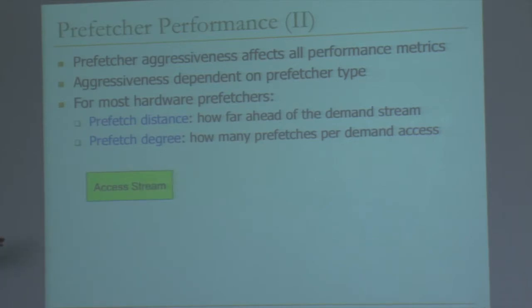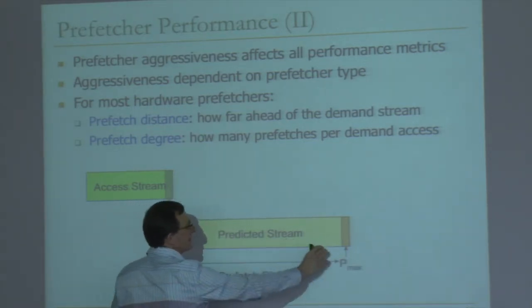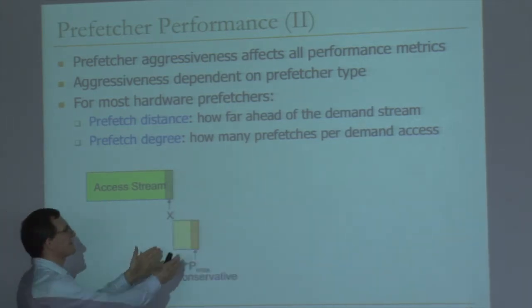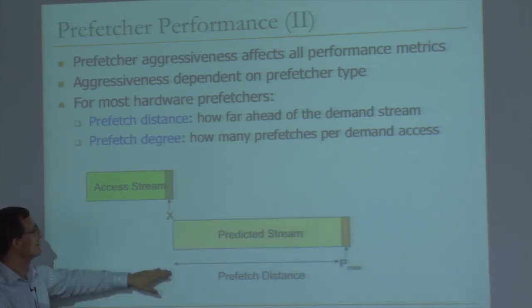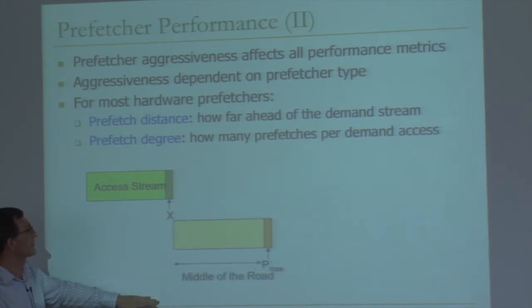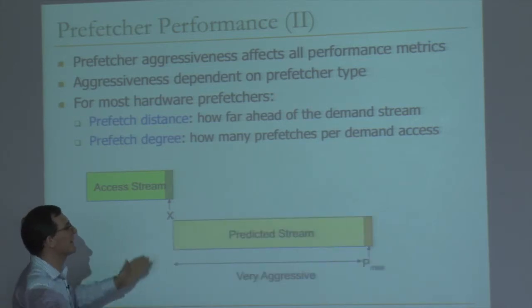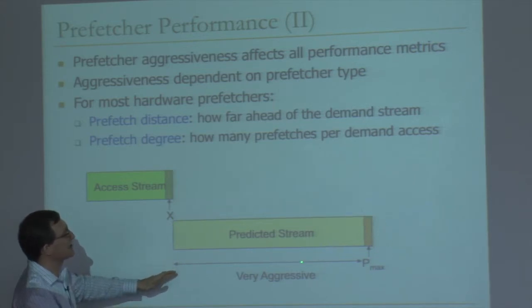So let's take a look at this. I've already shown you the access stream of the processor and the prefetch stream as well. But let's assume that the processor is accessing address X. If the prefetcher is accessing an address that's much further in the predicted stream, then this prefetch distance is large. If the prefetcher is accessing another address that's closer to X, then the prefetcher is very conservative in this case. The previous one was very aggressive. This one is very conservative. If the prefetcher is accessing somewhere in between, it's middle of the road. And this is, again, very aggressive. If your distance between X and the prefetch address is very large, then you're very aggressive.